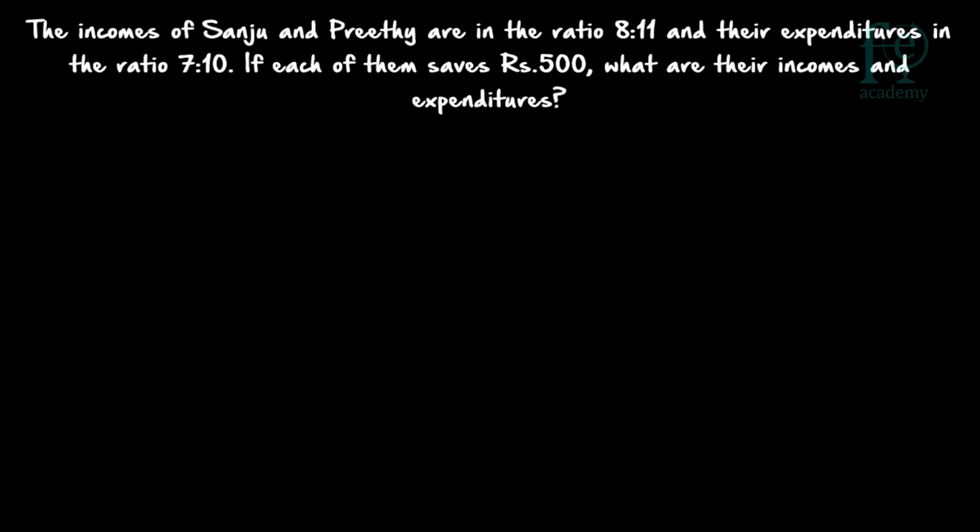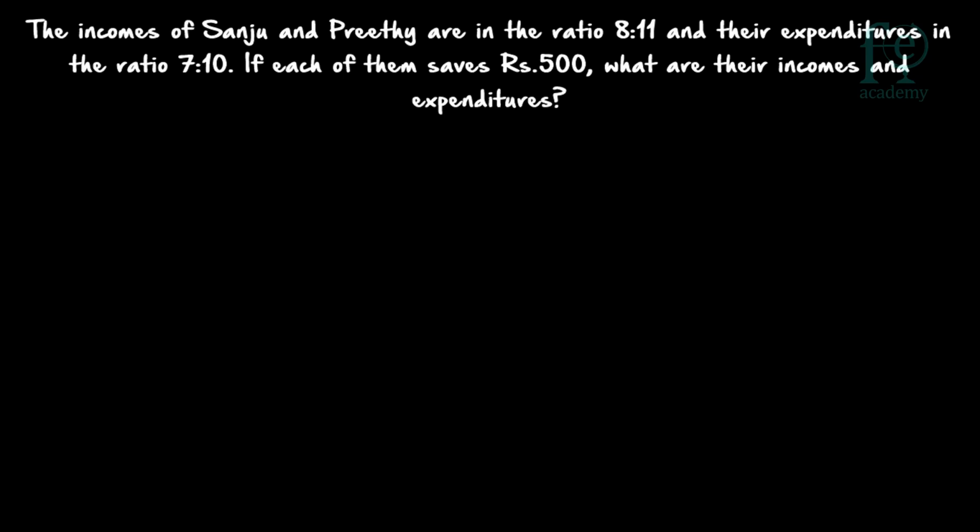Question number 2. The incomes of Sanju and Preeti are in the ratio 8:11 and their expenditures in the ratio 7:10. If each of them saves rupees 500, what are their incomes and expenditures? So here also you can tell the incomes ratio is given and the expenditures ratio is given. Income minus expenditure is equal to savings.